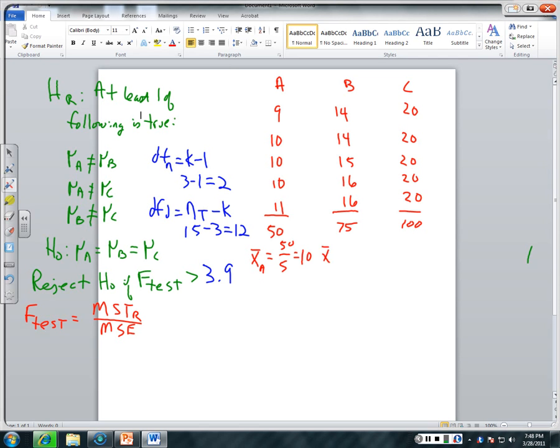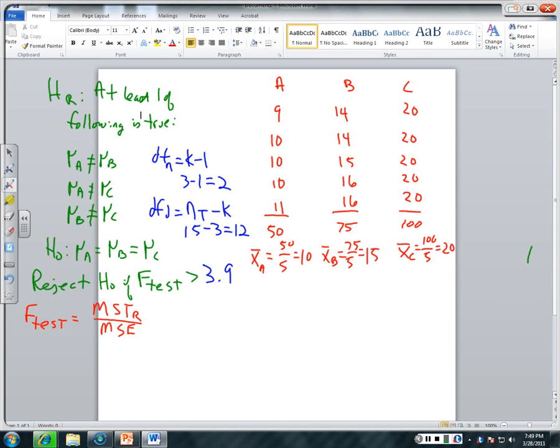So X bar B is going to equal 75 divided by 5 is 15. And X bar C is going to be 100 divided by 5 is equal to 20. Of course, if all the values are 20, the mean is 20. So I'm going to need these values then to get MSTR. There's one other thing I'll need. I can't see us doing this all on one page now. I could have spread out and given myself some more room.